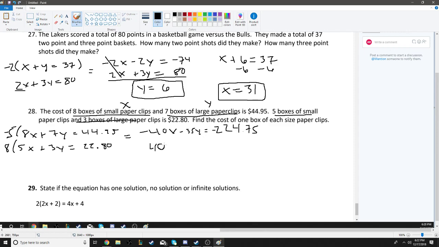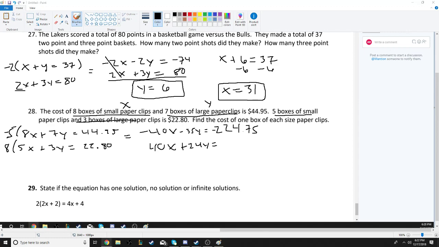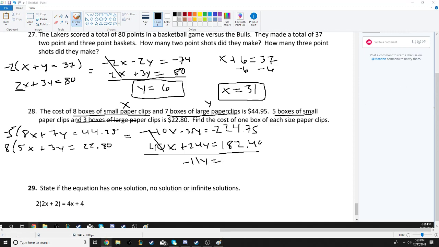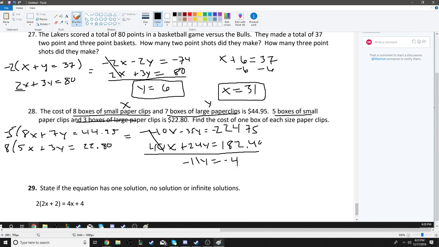And the bottom one's going to be a 40x plus 24y equals, and 22.80 times 8 is 182.4. So the x's cancel. I'm left with a negative 11y. And this would become negative 42.35. Divide both sides by negative 11.